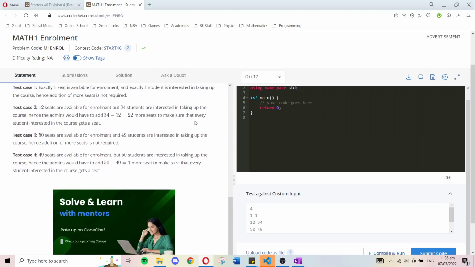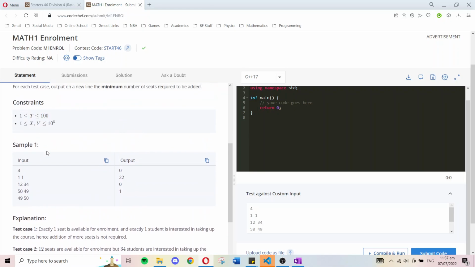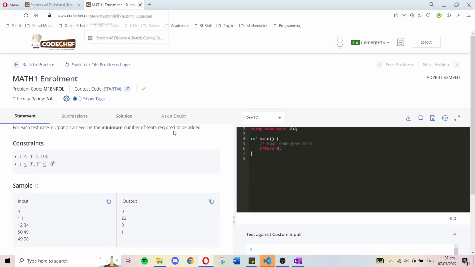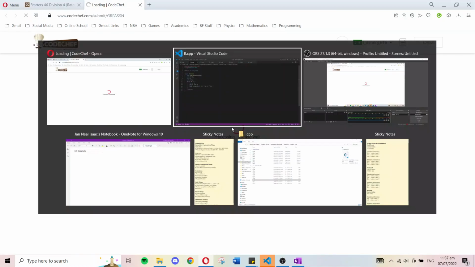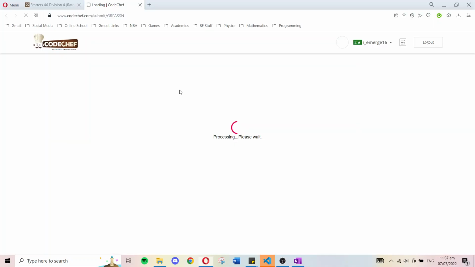So that's literally just it. So you can check for yourself. Those two are quite easy. Now let's go to more difficult problems. So problem letter C.